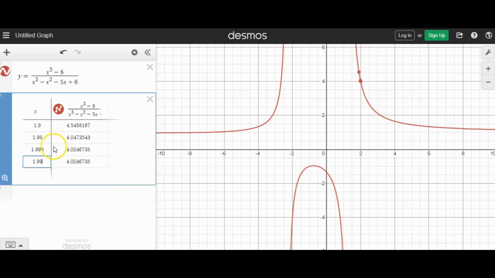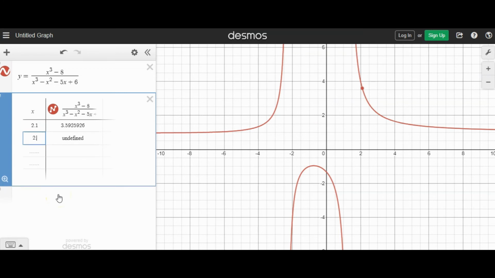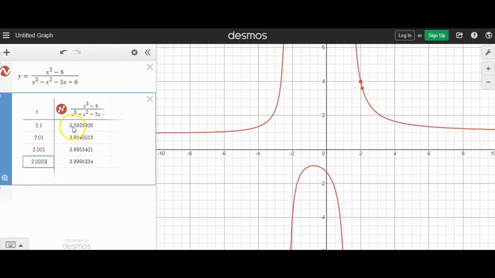Okay? All right, so now let's try as we approach 2 from the right. All right. So let's start with 2.1, and then 2.01, and then 2.001, and then maybe 2.0001 if we have to. And yeah, so see what we have here? From the right side, as we get closer and closer to an x value of 2, we got 3.59, then 3.95, then 3.99, then 3.999. It looks to me like from the right side, we are also approaching 4.